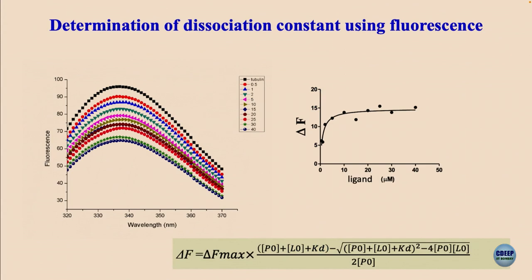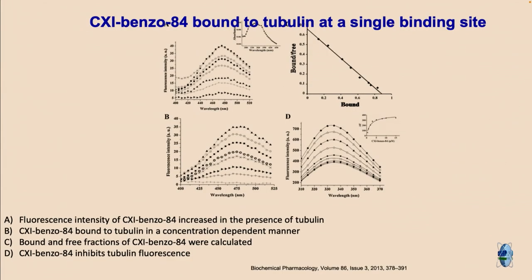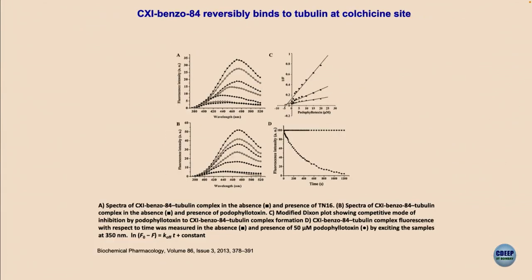This was how you determine the KD, for those who missed. We take a fluorophore, add the ligand, and the fluorescence changes up or down. We plot delta F against ligand concentration, then fit to an equation, and you can get the protein concentration, ligand concentration and KD. You fit this equation and you can get the KD. I showed you a few examples of how one can determine the KD for protein-drug binding, like tubulin binding to colchicine.